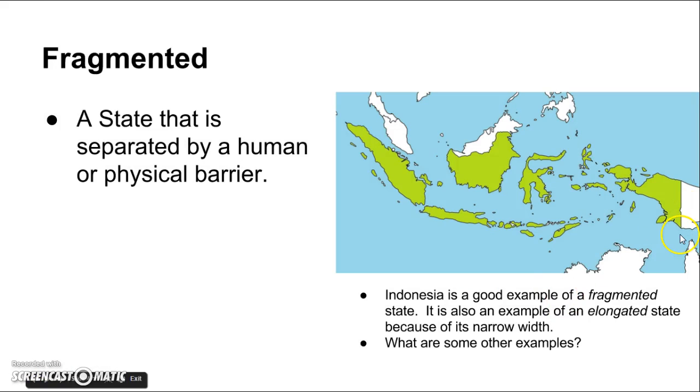And the green part represents Indonesia, and this other part is another country. So that is a human barrier that divides this from other places. And then the natural barrier is the ocean, the sea, that separates all of these islands from one another. And while it is an example of a fragmented country, it's also an elongated state because of its long, narrow nature here.